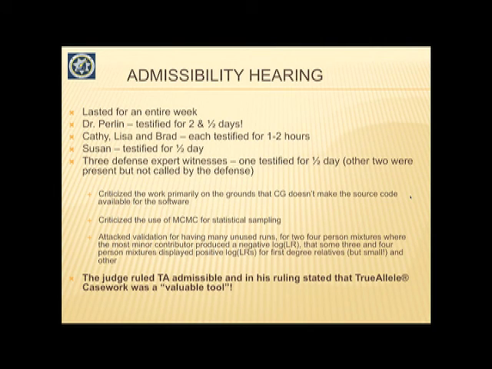The main criticisms were that Cybergenetics does not make the source code available for the software. They also criticized the use of MCMC for statistical sampling, but that was really quashed by many, many examples provided by Dr. Perlin of its widespread use.